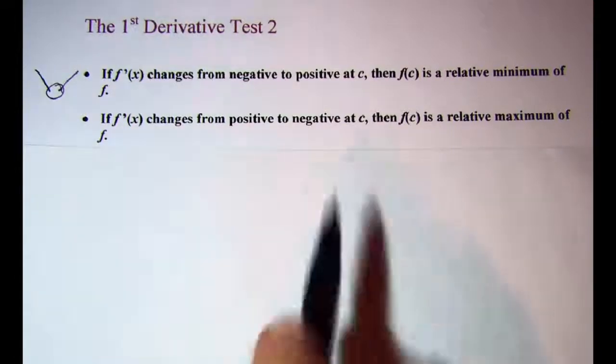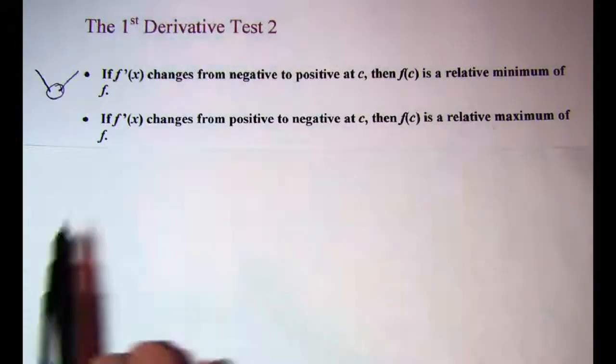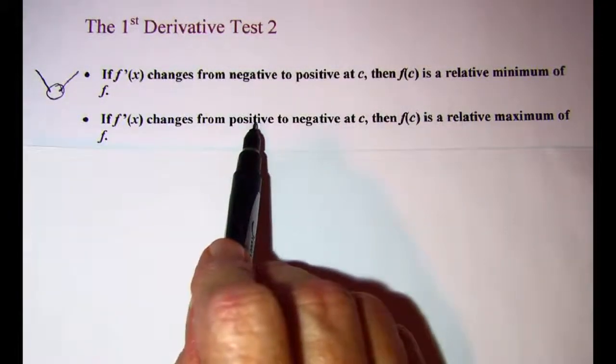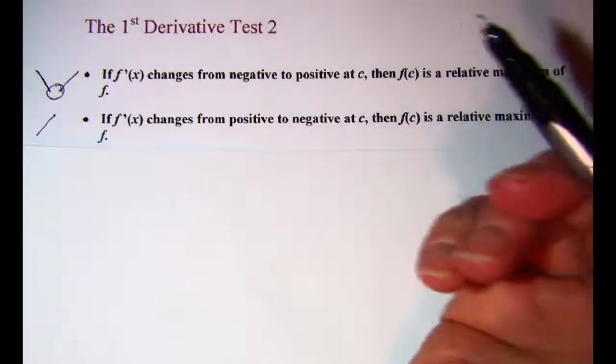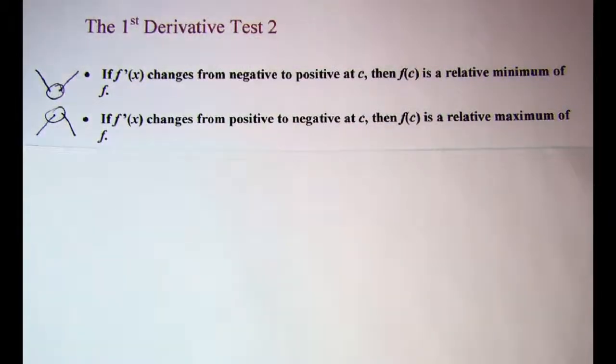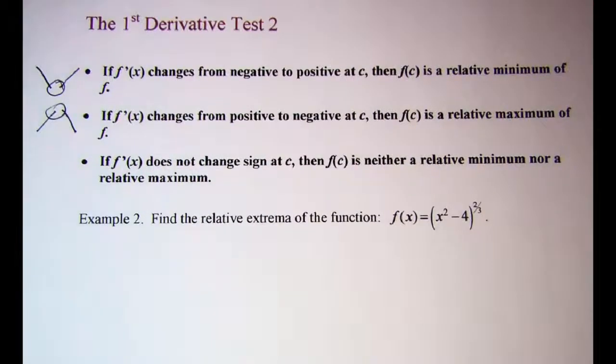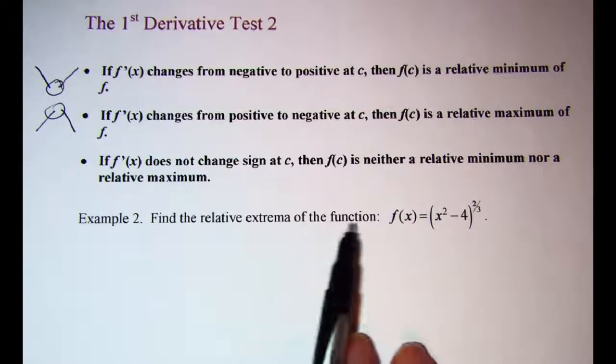If the derivative changes from positive to negative at some value c, then f of c is a relative maximum. So if we have a tangent line with a positive slope, and then a tangent line with a negative slope, this point will be our relative max. And then if the derivative does not change sign at c, then f of c is neither a relative min nor a relative max.